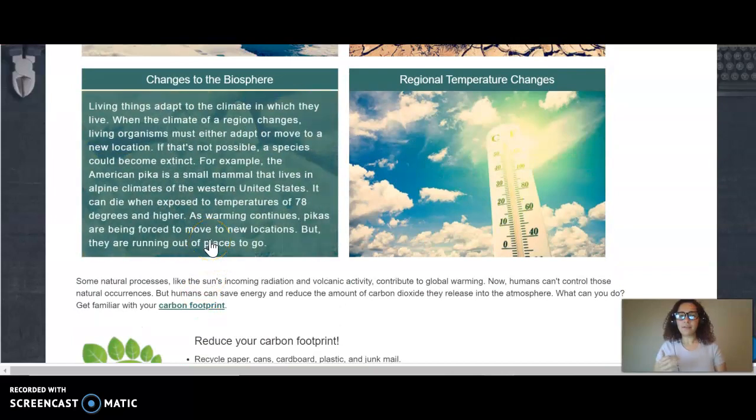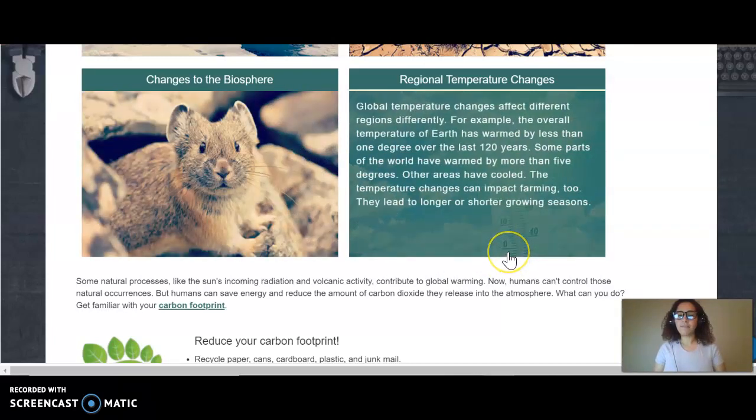So you guys know that the biosphere is where all of the living things are. These living things are going to have to adapt to the climate. So this can mean very dangerous things for animals that only survive in very specific climates. And finally, this is also going to cause regional temperature changes.